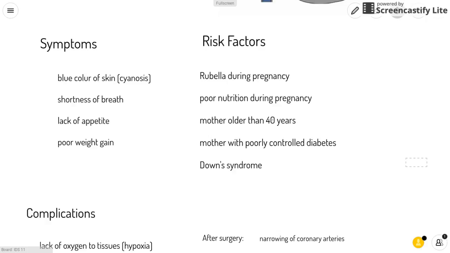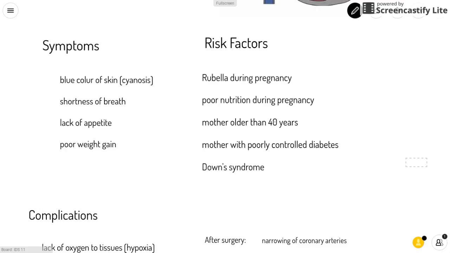Some of the risk factors of having this defect are rubella during pregnancy, poor nutrition during pregnancy, a mother older than 40 years old, a mother with poorly controlled diabetes, or if the baby has Down syndrome.